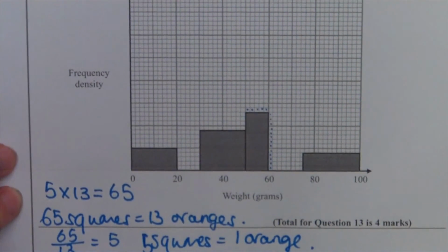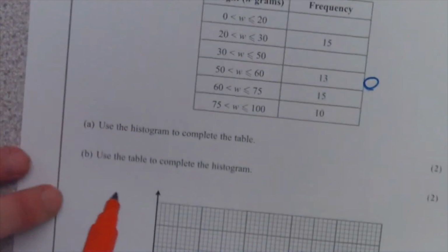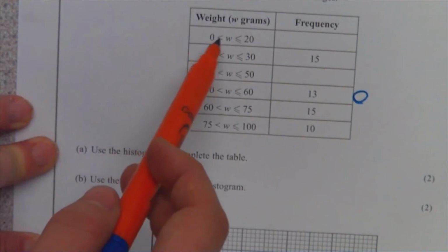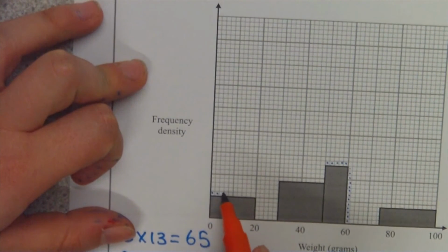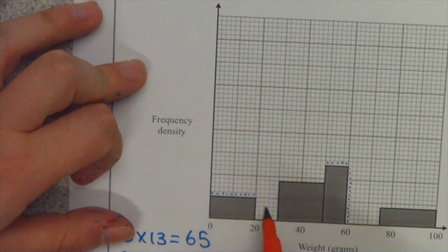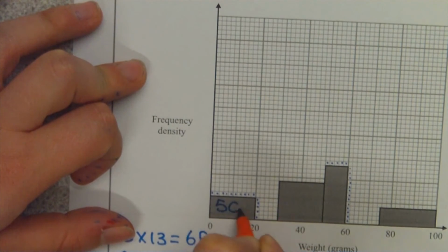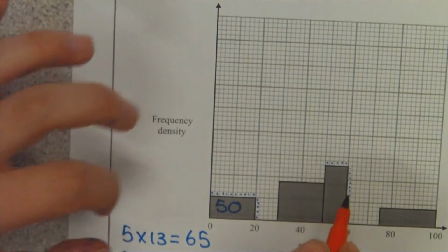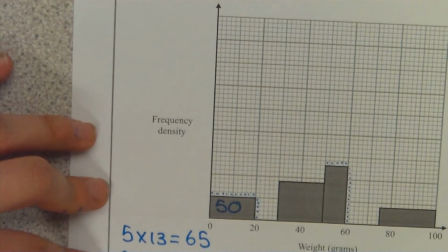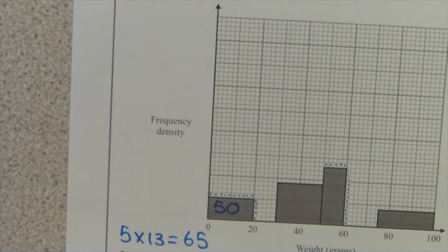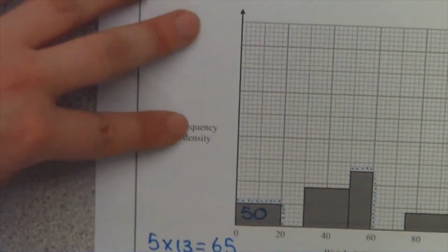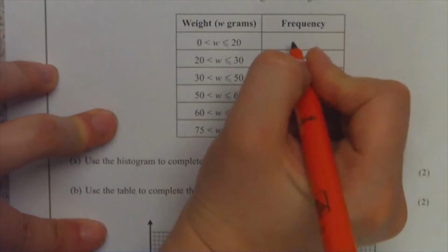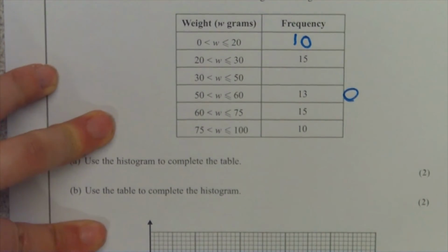So if I know 5 squares equals 1 orange, here I need to find out how many oranges are between 0 and 20 grams. So if we go back to the histogram, I've got 10 times 5 squares there. I've got 50 squares, okay? There aren't 50 oranges because 5 squares is 1 orange. So 50 divided by 5 is going to give me 10. So 50 squares represents 10 oranges, okay?